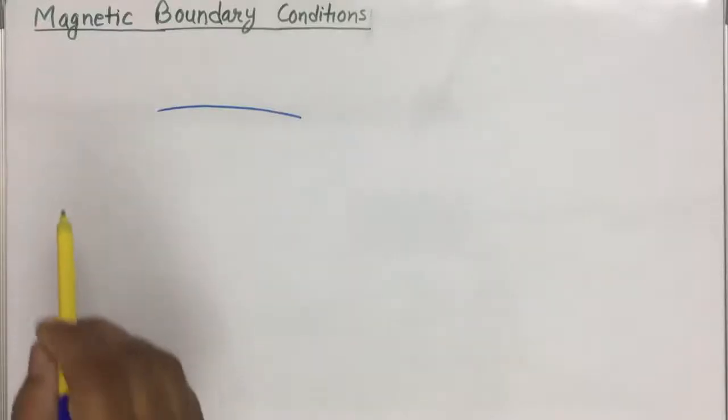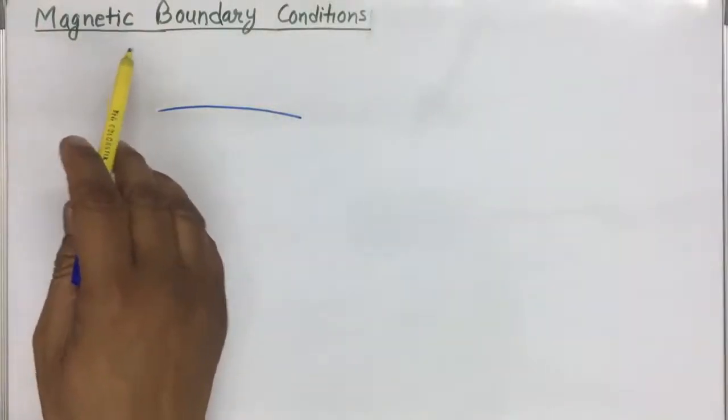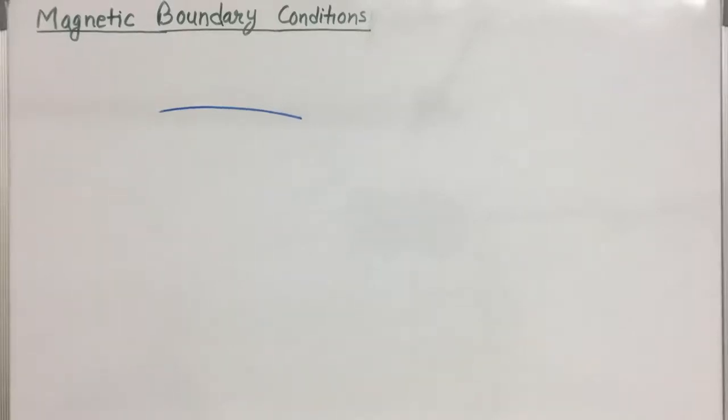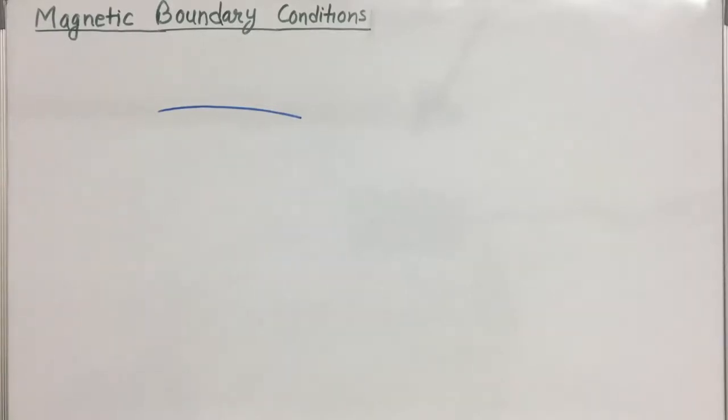Now the topic of discussion is magnetic boundary conditions. Similar discussion we have done in case of electrostatics, where we derive the relation at the boundary between two media, the nature of the electric field intensity and electric flux density at the boundary. Here a similar derivation we will do in case of magnetic boundary conditions.